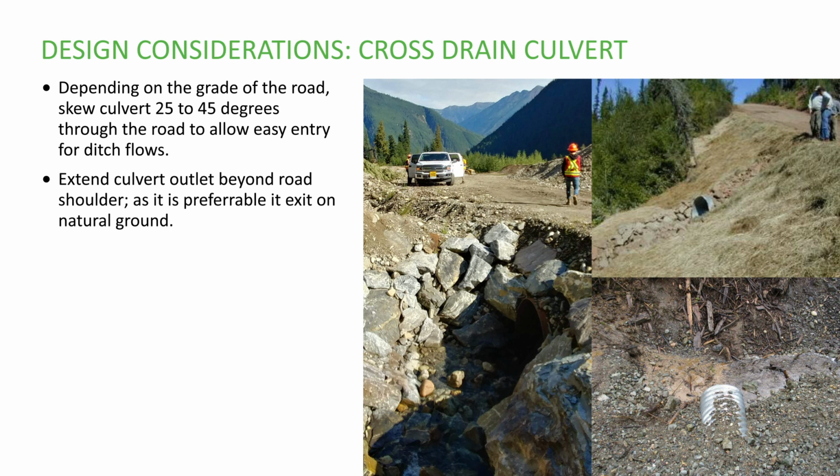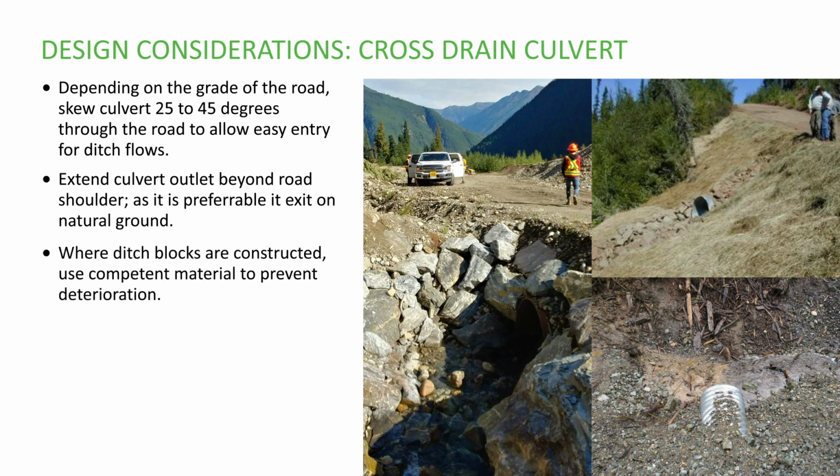It is preferable that the outlet of the culvert is placed on natural ground rather than the fill slope. Where ditch blocks are constructed to direct flows into the culvert, use competent material to prevent its erosion. As a fail-safe for a plugged culvert, the height of the ditch block should be 30 centimeters lower than the road to allow for overtopping into the continuing ditch on the downslope side.